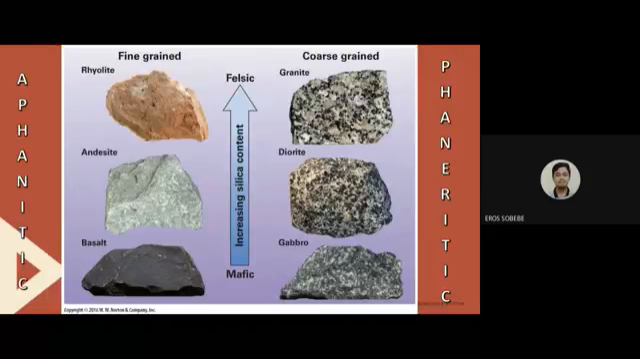So granite and rhyolite have the same chemical composition but different textures. Diorite and andesite, same composition but different texture. Gabbro and basalt, same composition but different texture. Gabbro has larger crystals than basalt.